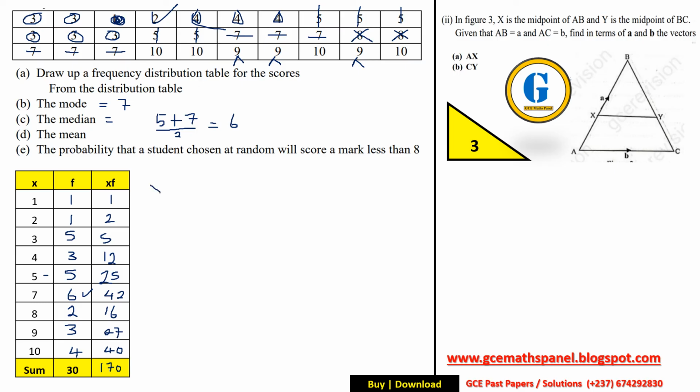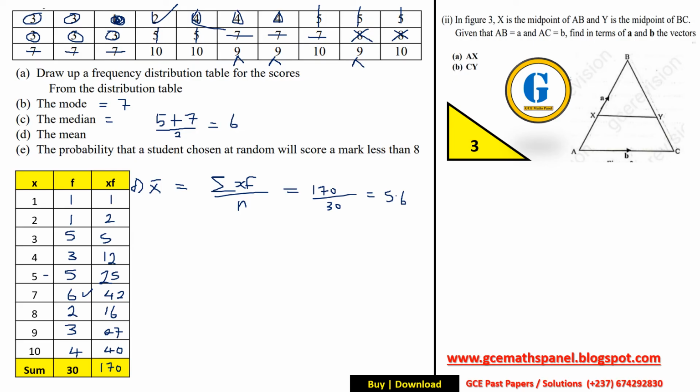So our mean, x bar, so we're at D now. Our mean, x bar, is equal to the sum of each score times its frequency, divided by the total frequency, call it n. This is going to give us 170 if we have done this calculation correctly. 170 divided by 30 gives us 5.6, to 1 decimal place.